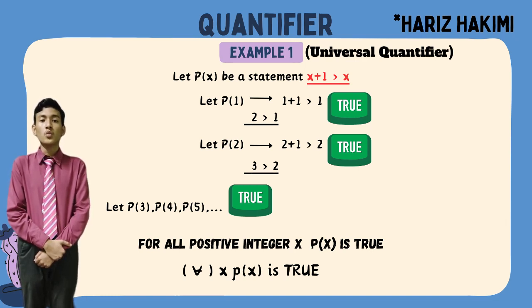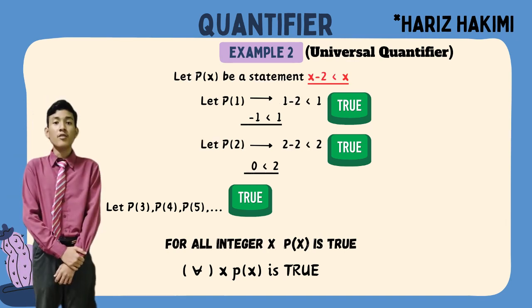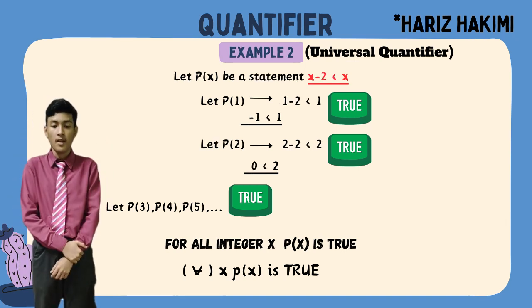When we substitute 2 into the statement, we get 2 plus 1 is 3. 3 is more than 2. So that statement is also true. So we can say that for all positive integers x, P(x) is true. Let's move on to example 2.